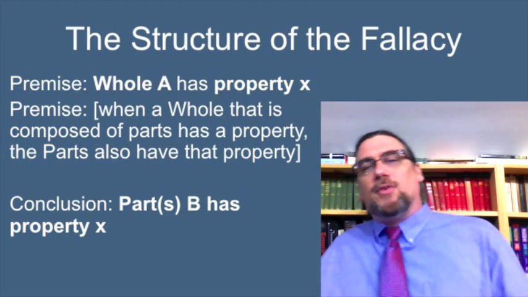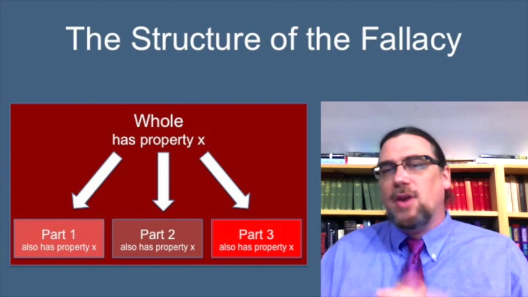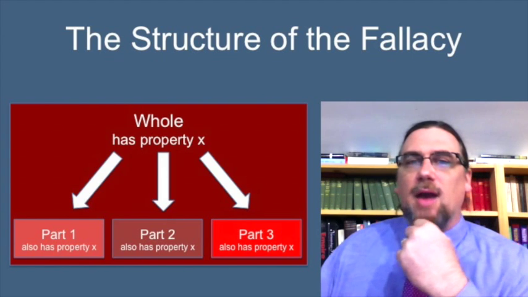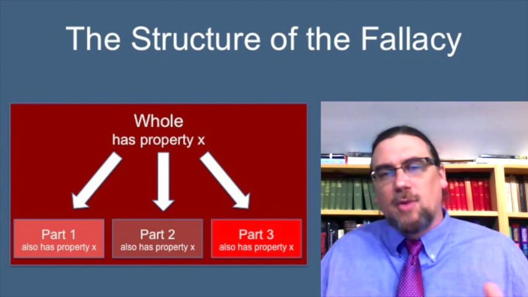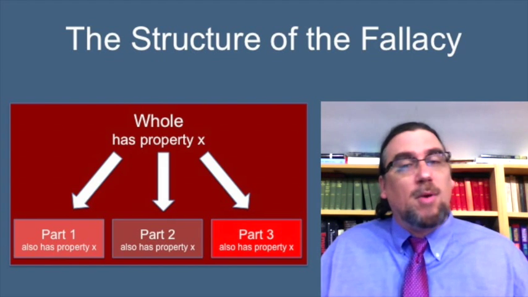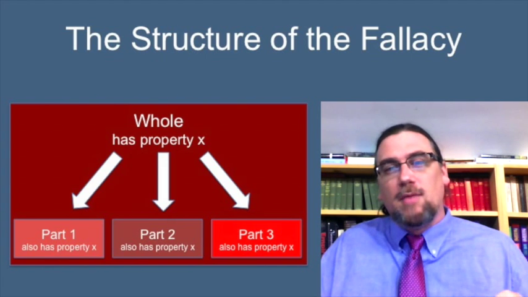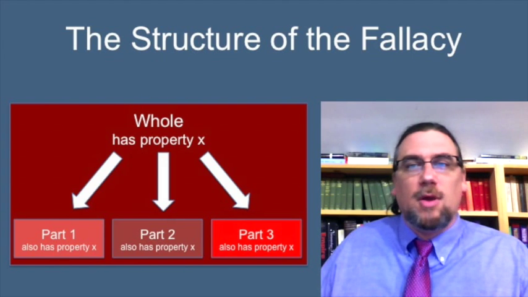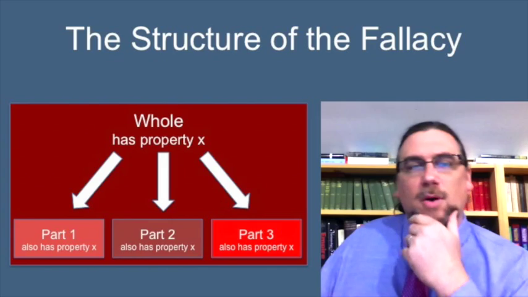Going on and looking at the structure, we can represent this graphically. We're reasoning from the whole, and we're saying that that has property X, and we're saying that each of these parts has property X. Or we might just be talking about one part or a subset of those parts, but we're saying that we can draw an inference, and that's why the arrow is running from whole to parts. We can draw an inference from the fact that the whole has that property to the parts having it.